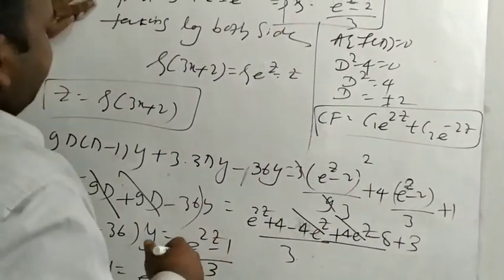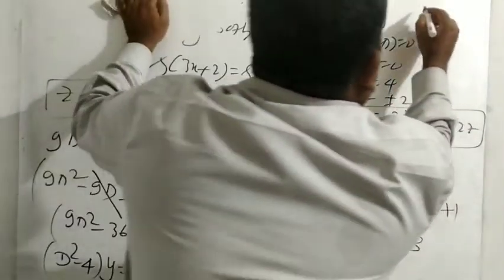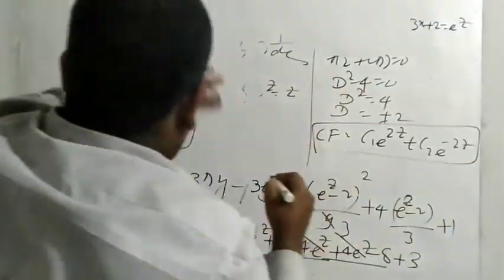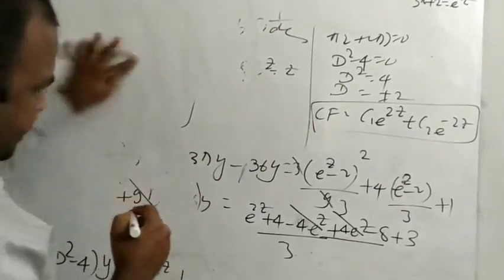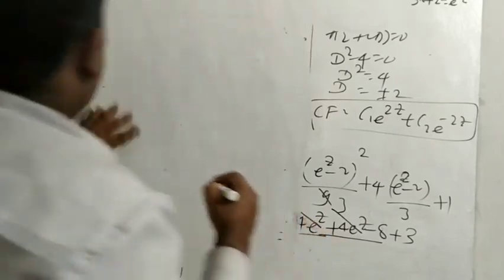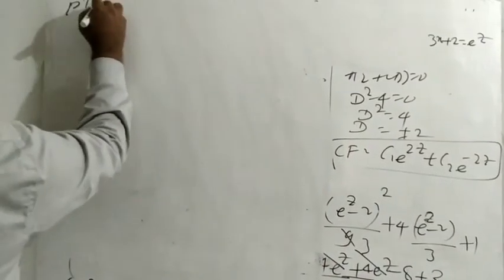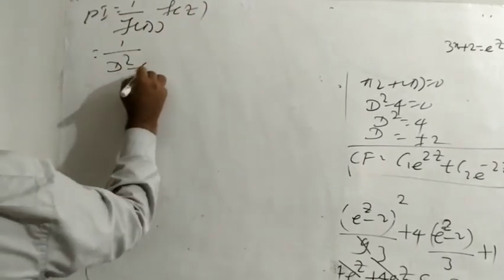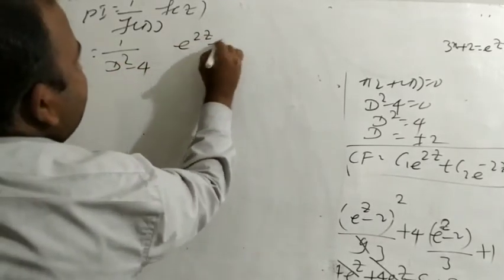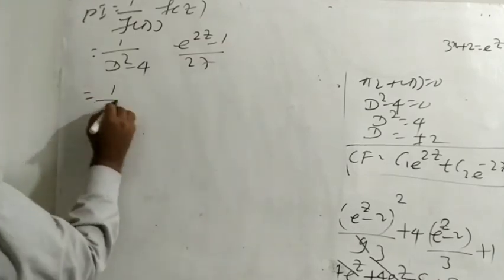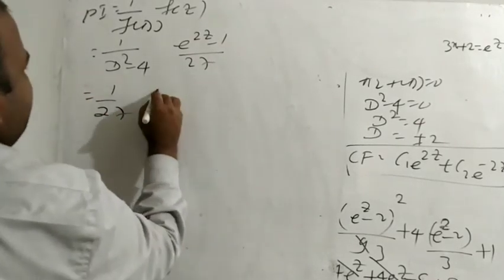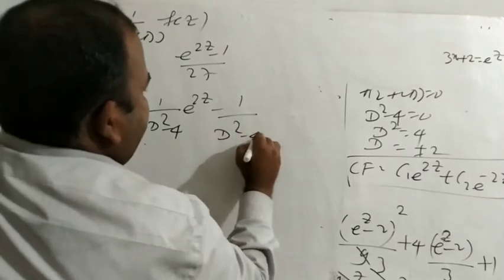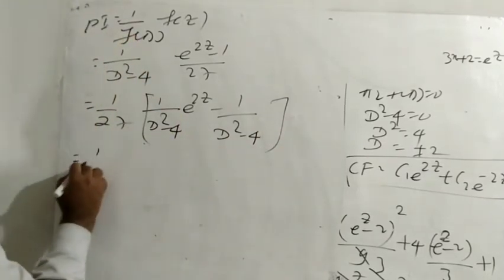To find the PI, so this is 3x plus 2 equals to e raised to z. So this one we need. Okay, for PI, that is PI equals to 1 upon f of d into f of z. So this is 1 upon d square minus 4 into e raised to 2z minus 1 upon 27. So 1 upon 27 constant you take outside. So this is 1 upon d square minus 4 e raised to 2z minus 1 upon d square minus 4.